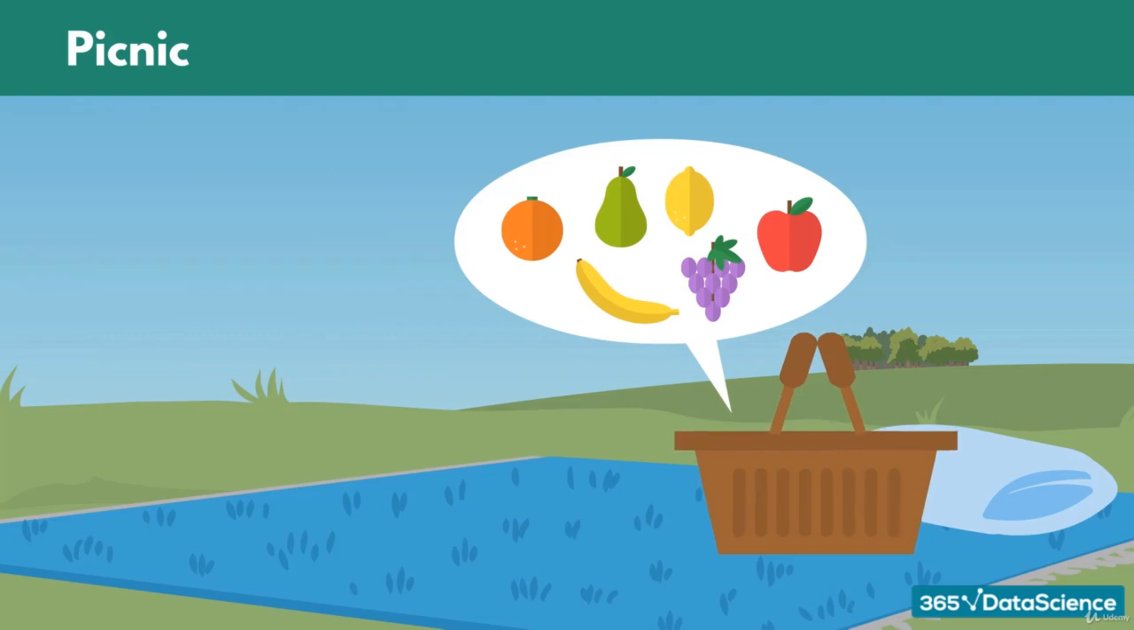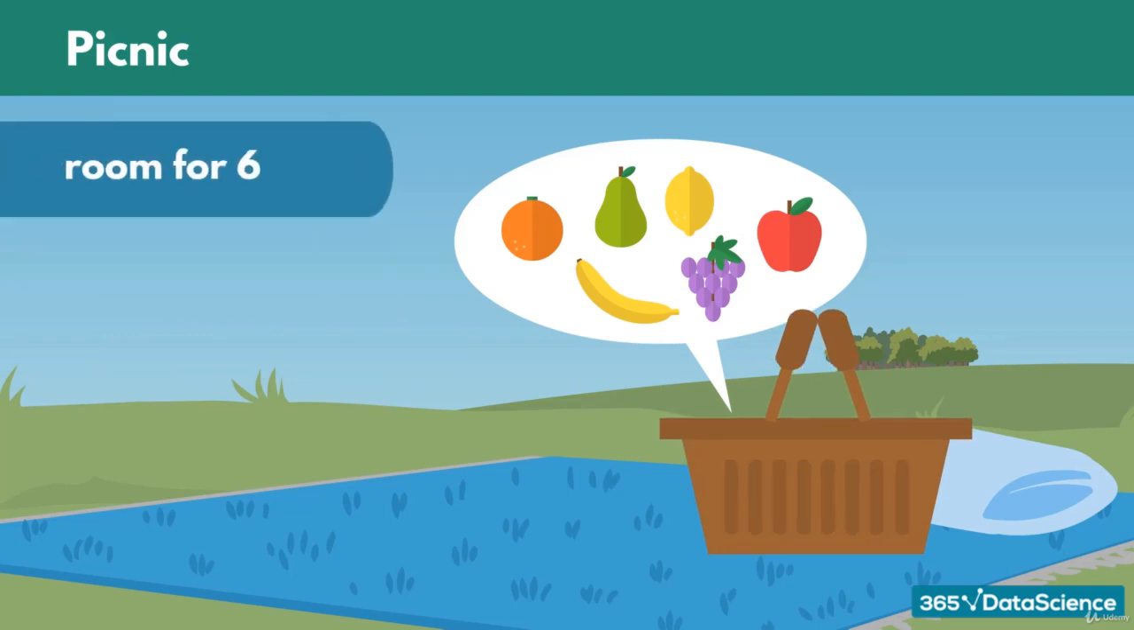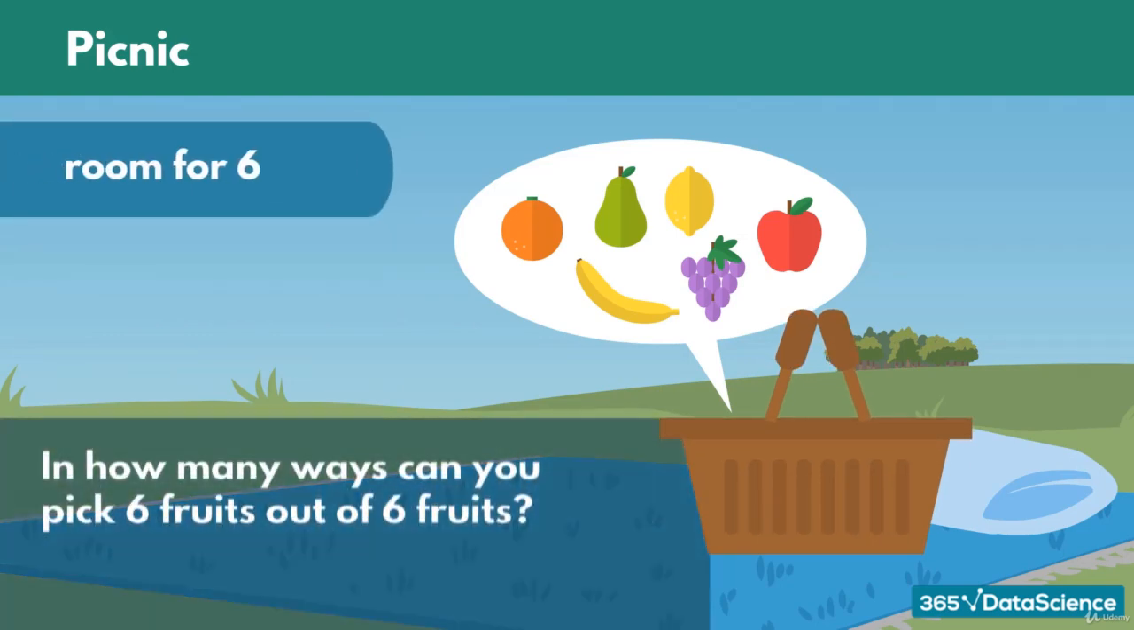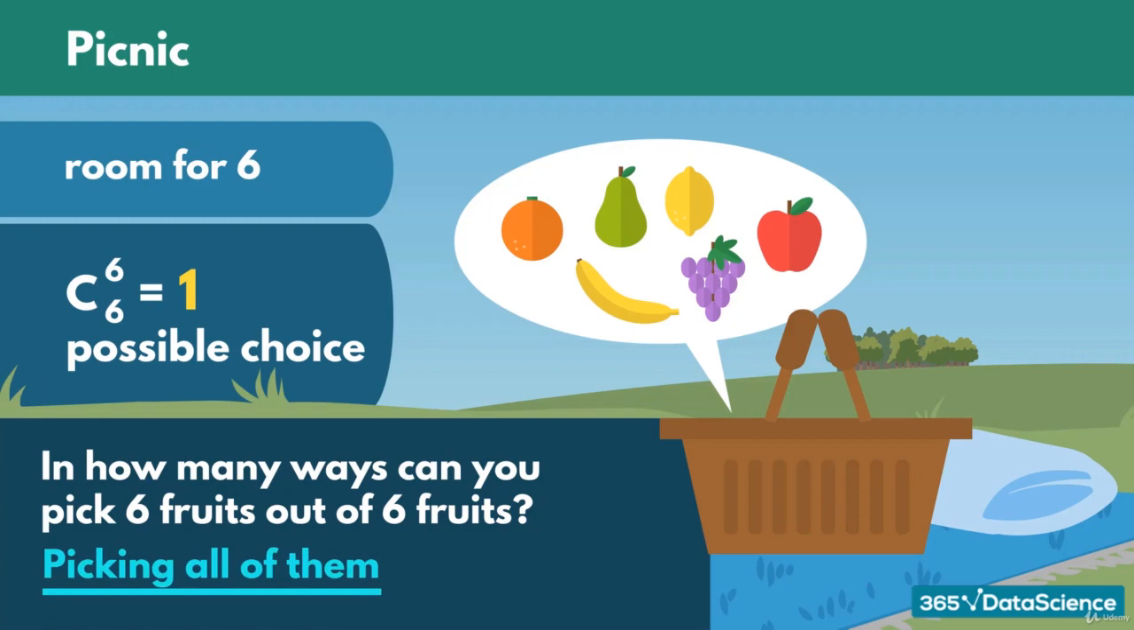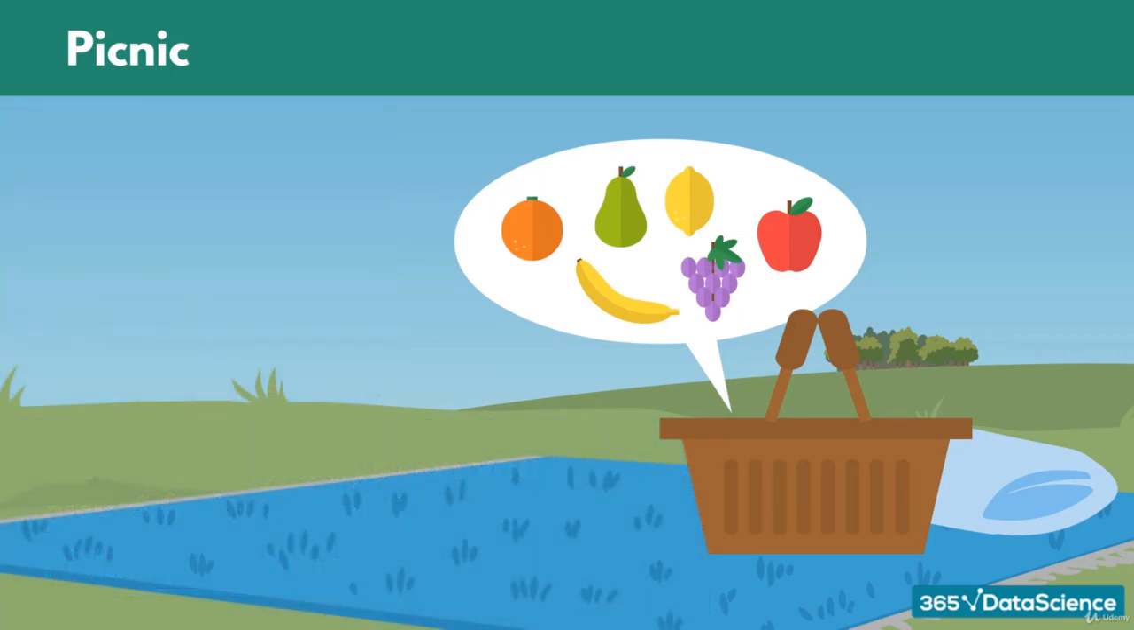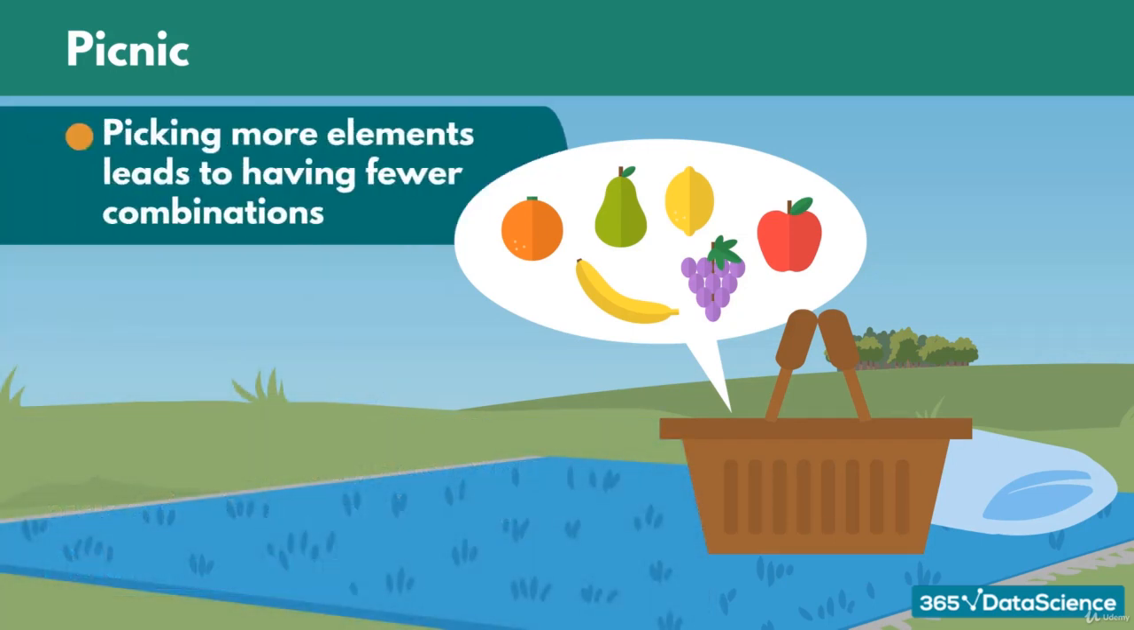What if you get an even bigger basket, which can fit 6 fruits? Well, in how many ways can you pick 6 fruits out of 6 fruits? Only one, picking all of them. So we see that in this case, picking more elements leads to having fewer combinations.